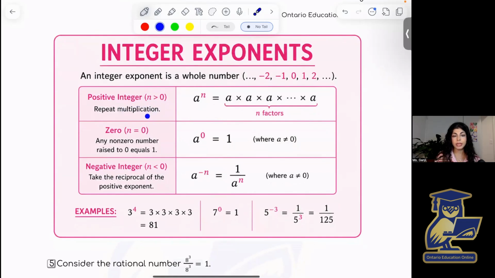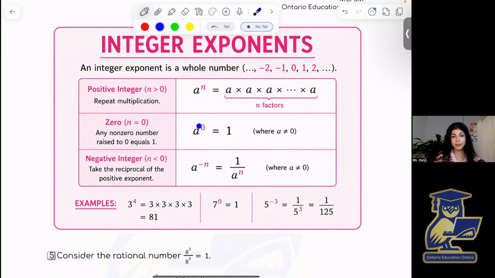It's just repeated multiplication, and a to the power of n will be a times itself n times. Now, a to the power of 0 is one of our special cases here. So a to the power of 0, or any base to the power of 0, is actually equal to 1. With the exception of when a is equal to 0, that one is actually an undefined case. And after I show you negative integers, I'll go back into why that one is an undefined case.